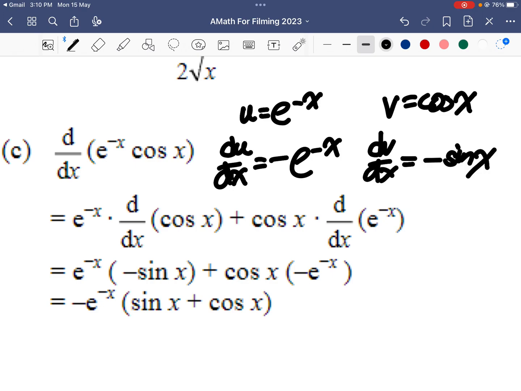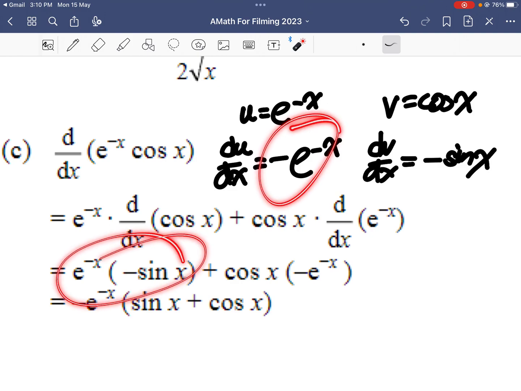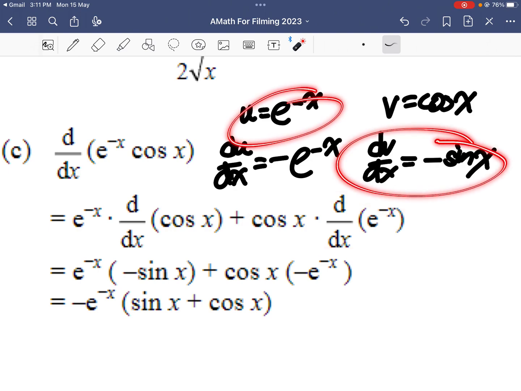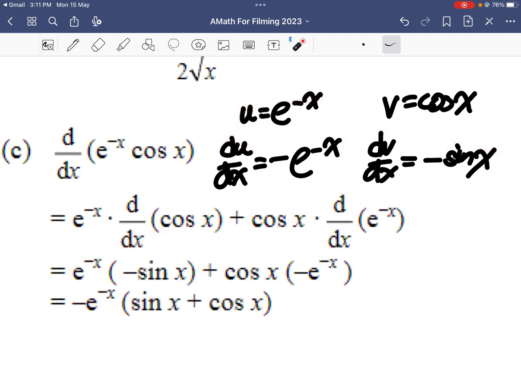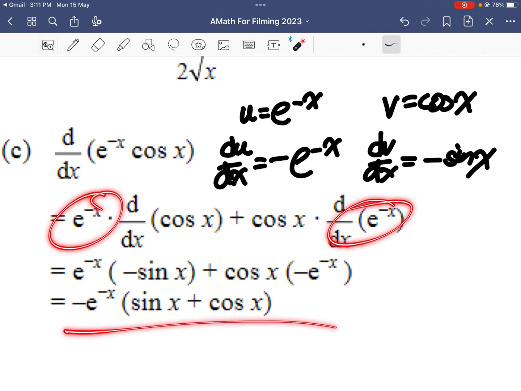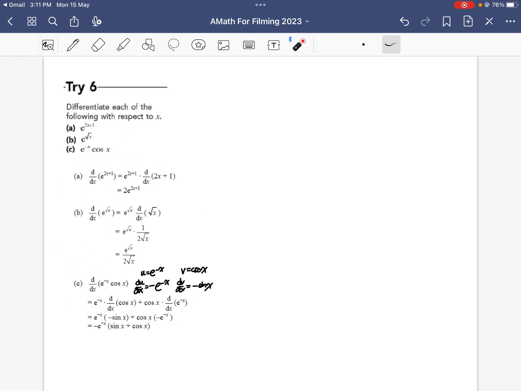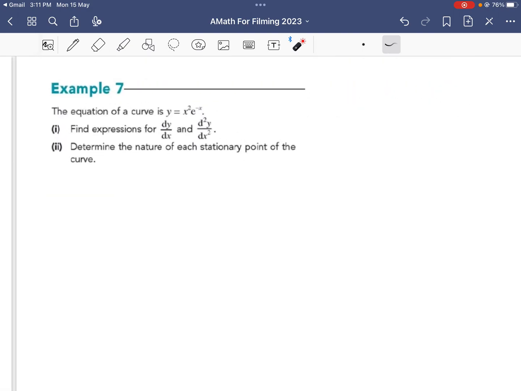So what happens is this: you apply the product rule, v times du/dx, which you get over here, times over here, and you take u times dv/dx, which is over here. You can factorize e to the power negative x. What you get is this. That is it for try it 6.